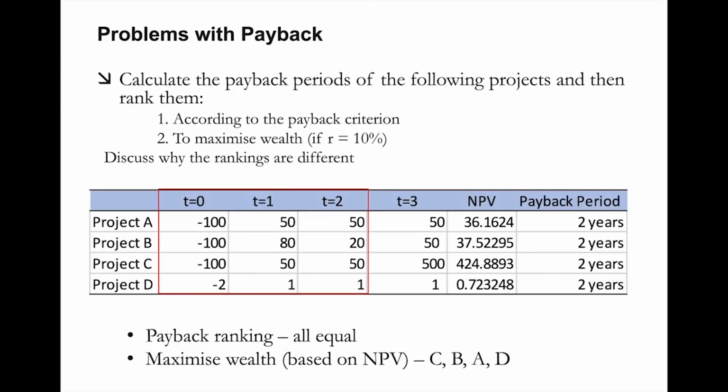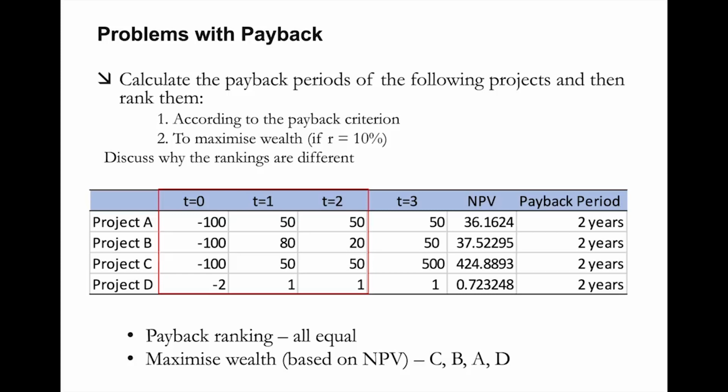So to see some of the problems with the payback period rule, let's have a look at an example. We start by calculating the payback period for the 4 projects A, B, C, and D in the table. And we rank these projects based on their payback period. You can see for every project, the payback period is 2 years.